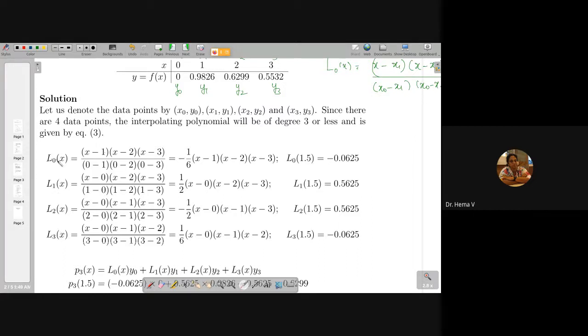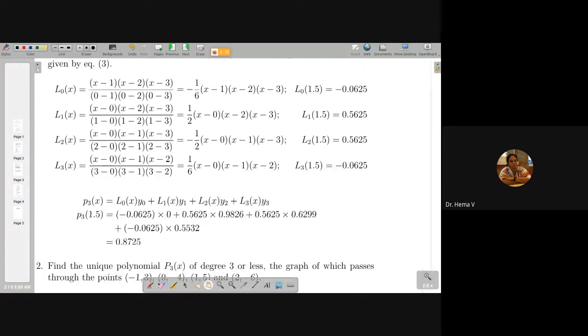Okay, so you have 4 terms, L0, L1, L2 and L3. Correspondingly, you have to find L0 at 1.5 because you are asked to find y at 1.5. Then L1 of 1.5, L2 of 1.5, L3 of 1.5. Find all the values, and substitute in the given polynomial. So P3 of x is equal to L0 of x into y0 plus L1 of x into y1 plus L2 of x into y2 plus L3 of x into y3.